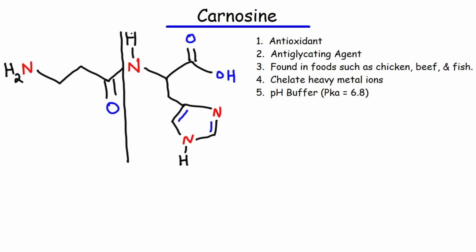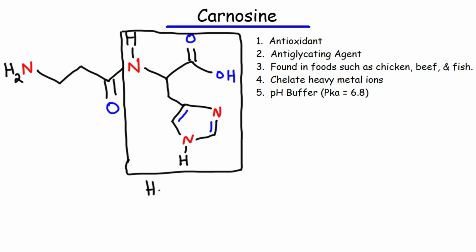On the right, we have the amino acid histidine. On the left, the remaining portion comes from beta-alanine. So those are the two amino acids that make up the dipeptide molecule carnosine. It's composed of histidine and beta-alanine.